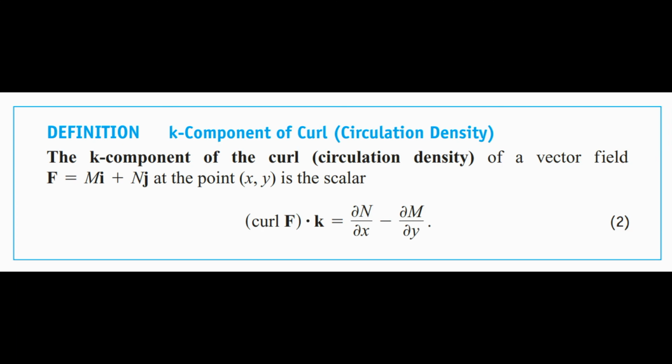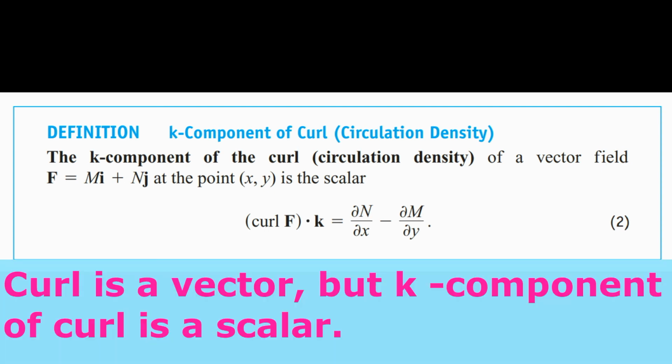The k component of curl or circulation density of a vector field f equal to m i plus n j at the point (x,y) in the plane is the scalar curl f dot k, equal to partial derivative of n with respect to x minus partial derivative of m with respect to y. Here we must take note that curl is a vector when f is a vector valued function of three variables x, y and z. Here we have defined only the k component of curl. Curl is a vector, but its k component is a scalar.